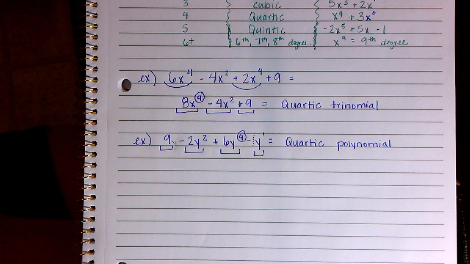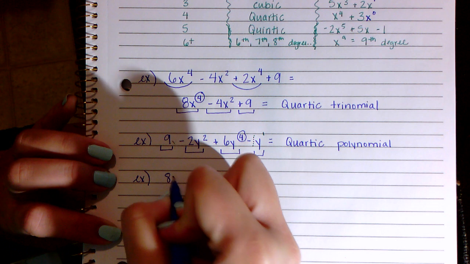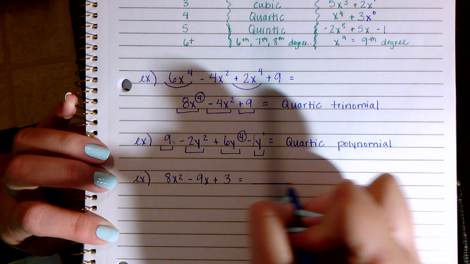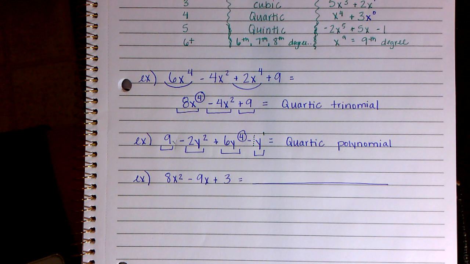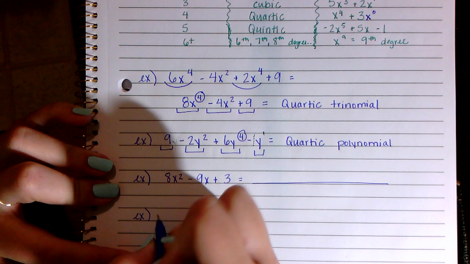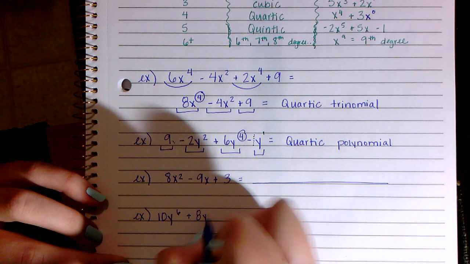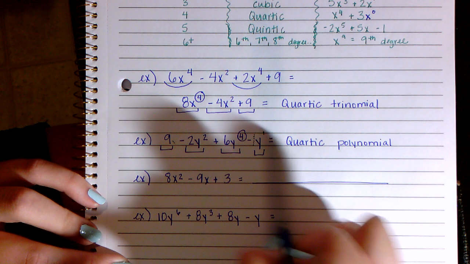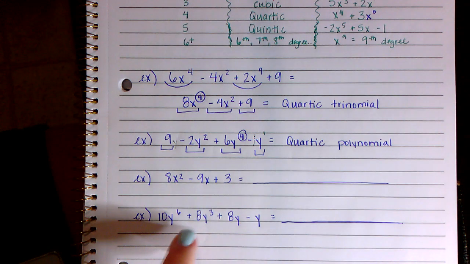Okay? So the next two examples I'm going to give you, they're not crazy hard. You can do them. Would be 8x squared minus 9x plus 3. So I want you to count the terms and find the highest exponent value and tell me what kind of polynomial this is. And then same for the last one. 10y to the 6th plus 8y to the 3rd plus 8y minus y. That one might be a little tricky for you. Here's your hint. You're going to have to simplify it. This one's going to need to be simplified.